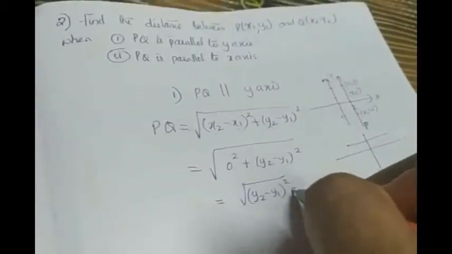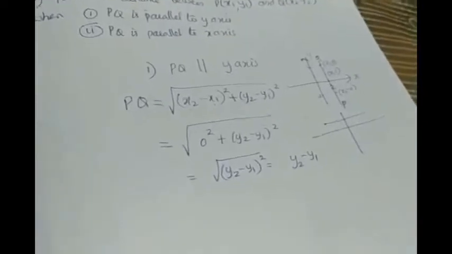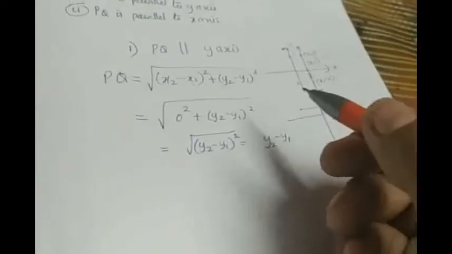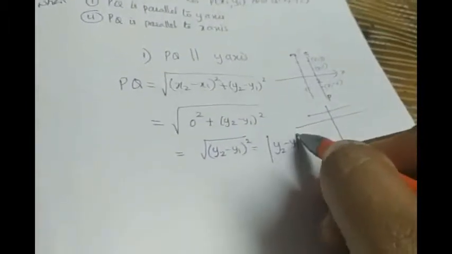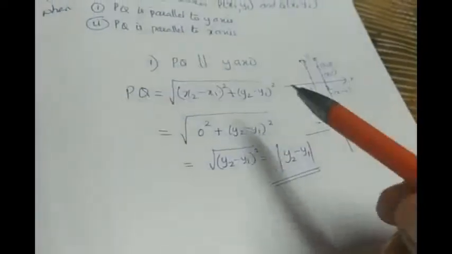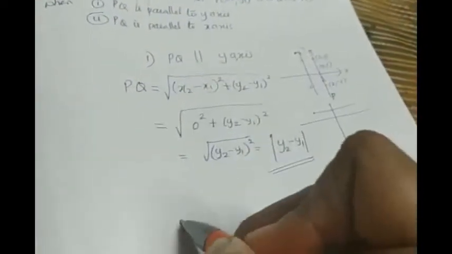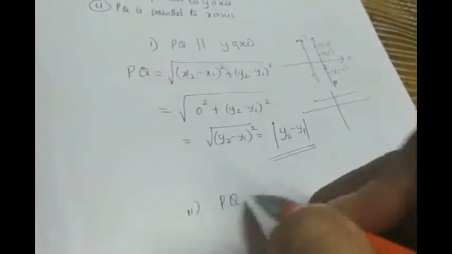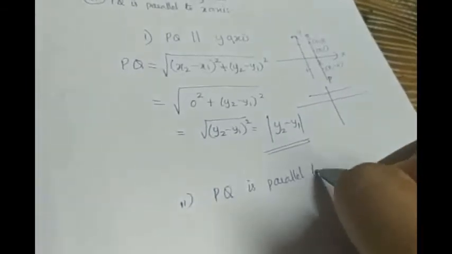When taking the square root, we are getting y2 minus y1. And there is a chance of y2 minus y1 to be negative. But as PQ is the distance, it must be positive. So we will be writing the answer as modulus of y2 minus y1 when the line is parallel to y-axis. In the second case, it is given that PQ is parallel to x-axis.